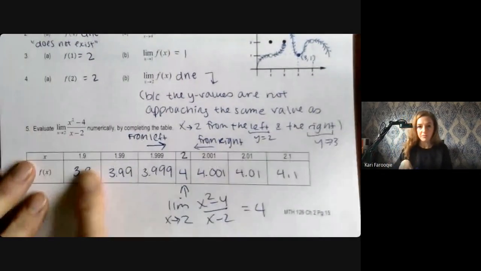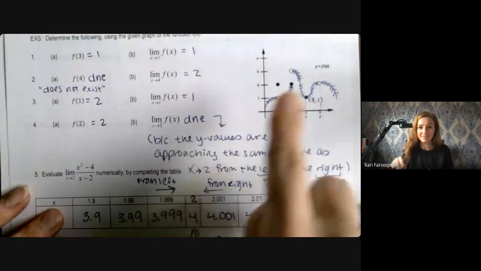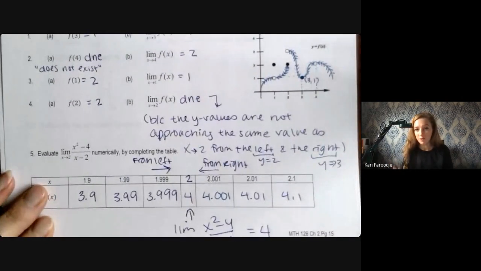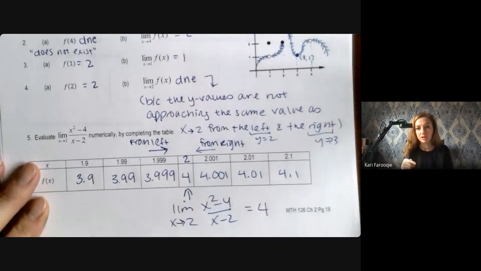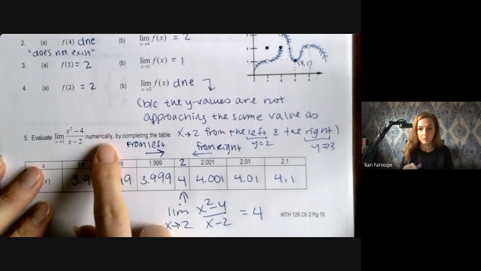So expect to see something like this on your test. Both of these things are incredibly important: being able to look at a graph and tell me about a limit, and being able to find a limit numerically. Usually when we say find a limit numerically, that means complete a table.